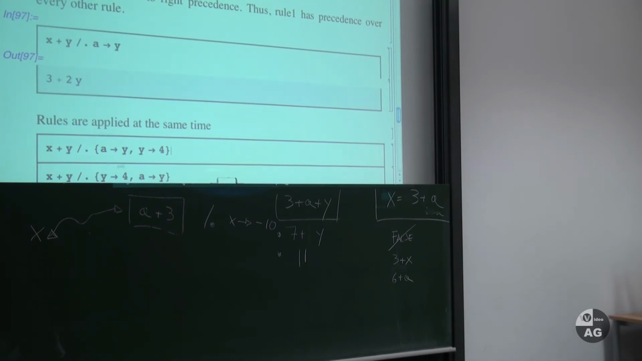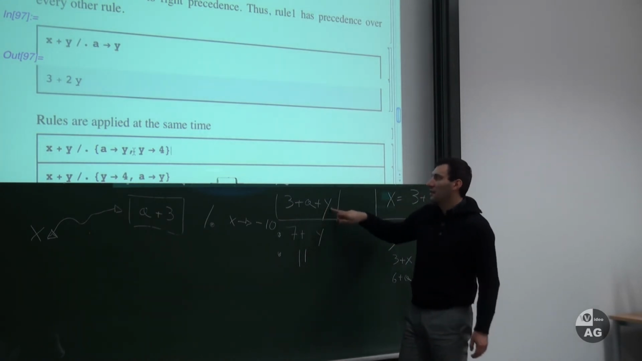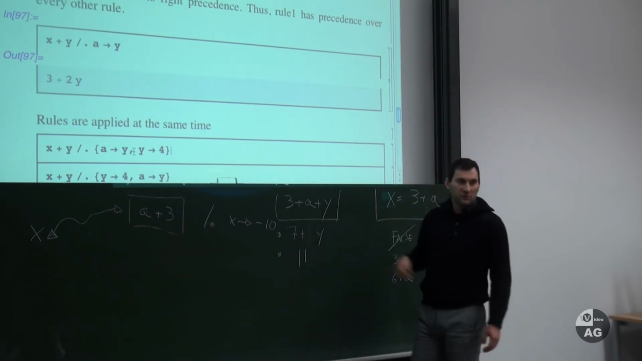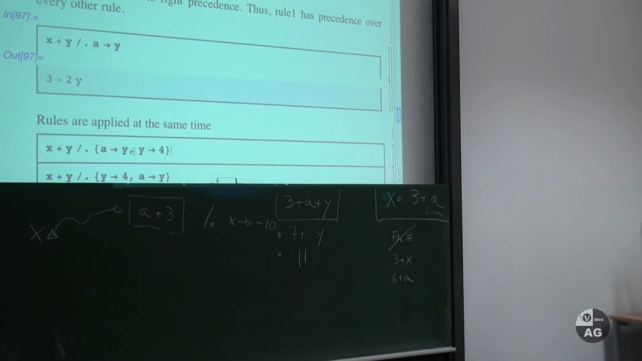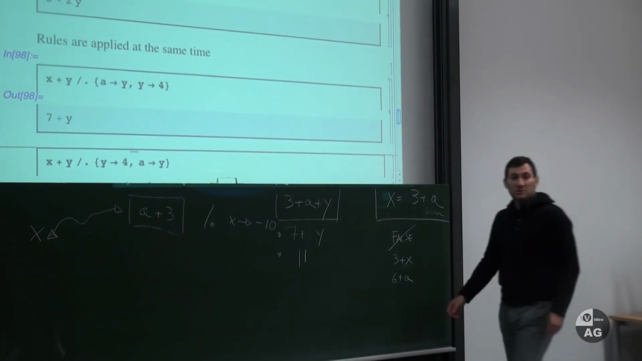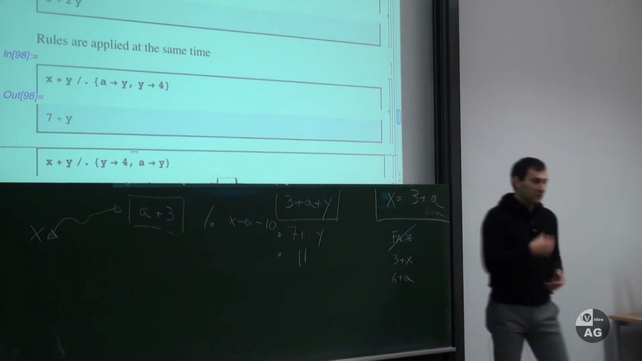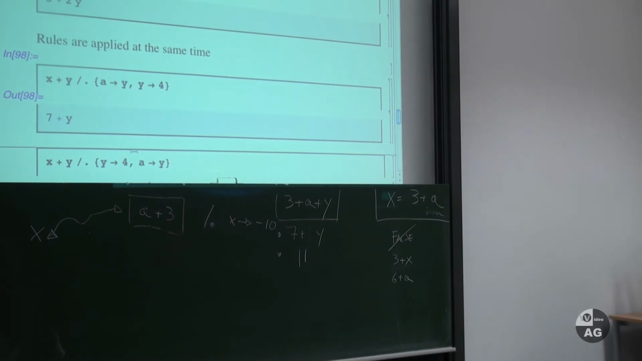Okay, what is the rationale behind 11? You guys are saying a goes into y, so it would be 3 plus 2y. Then y goes into 4, so 3 plus 4 plus 4, 11. Nope. Because the rules are applied only once. For now. Then there is another command for applying rules multiple times.